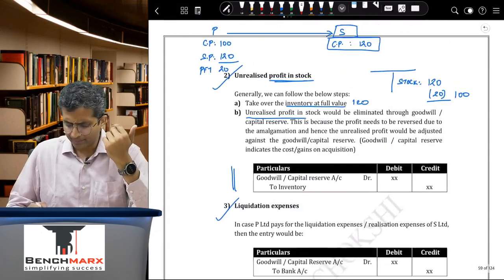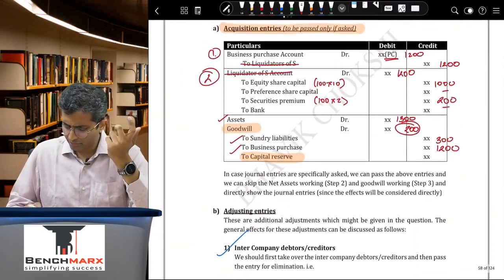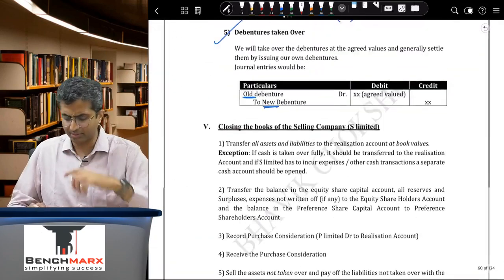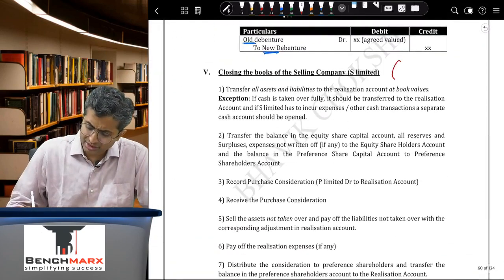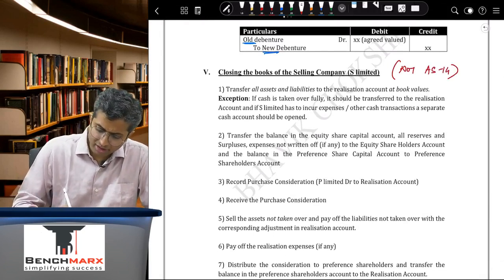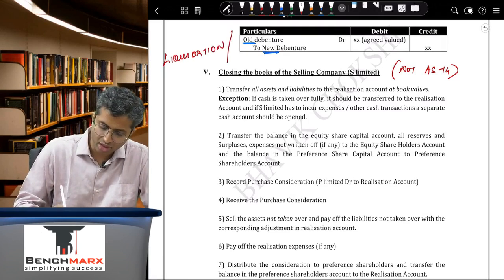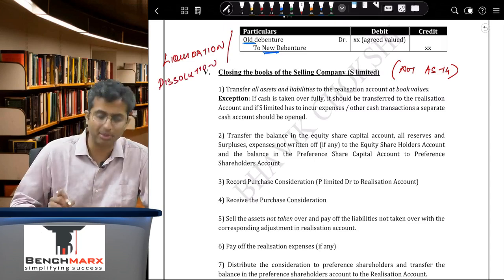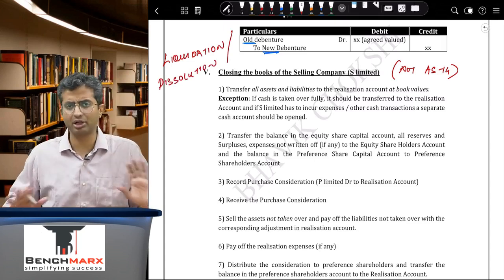Next is the books of the selling company. Now this is not covered by AS 14. However, your regular liquidation accounting or dissolution accounting will apply over here. This is the books of the selling company, which you are closing.